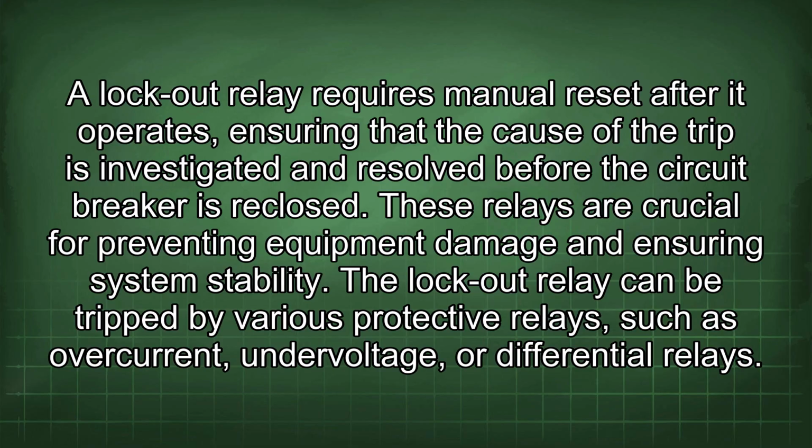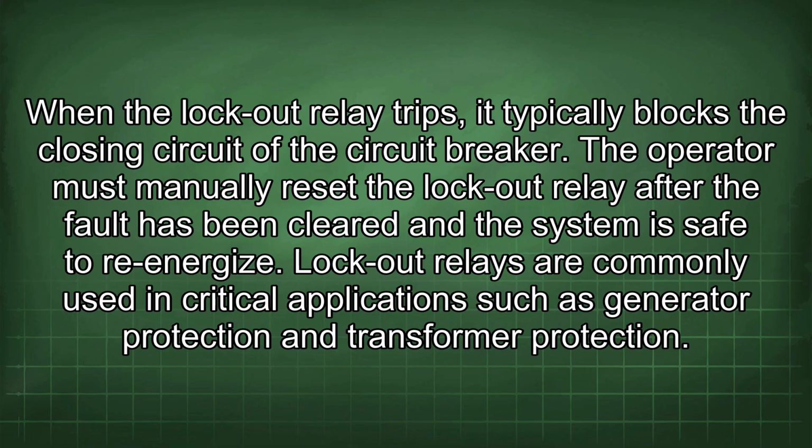These relays are crucial for preventing equipment damage and ensuring system stability. The lockout relay can be tripped by various protective relays, such as overcurrent, undervoltage, or differential relays. When the lockout relay trips, it typically blocks the closing circuit of the circuit breaker. The operator must manually reset the lockout relay after the fault has been cleared and the system is safe to re-energize. Lockout relays are commonly used in critical applications such as generator protection and transformer protection.